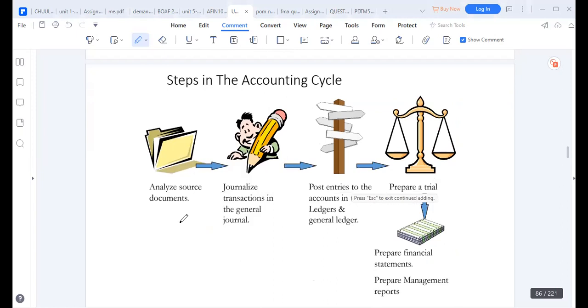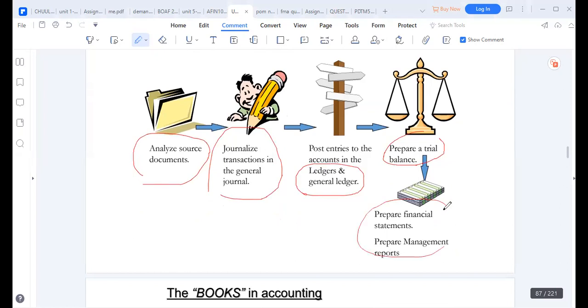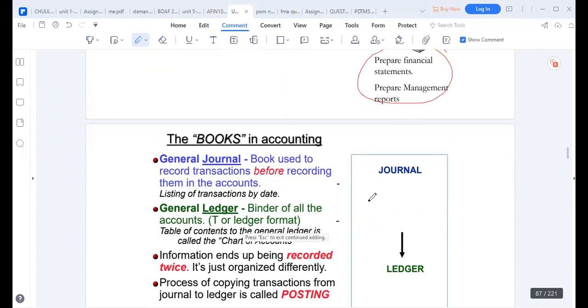So the first step is we analyze the source documents, like the receipts, the credit notes, the debit notes, then we journalize them, open journal accounts. Then we start posting them into the ledger and the general ledger. Then we post them to the trial balance, which finally gives us what we take to the final statements. So we're going to look at the books of accounts. The books of accounts include the ledger. We have what we call the general ledger.